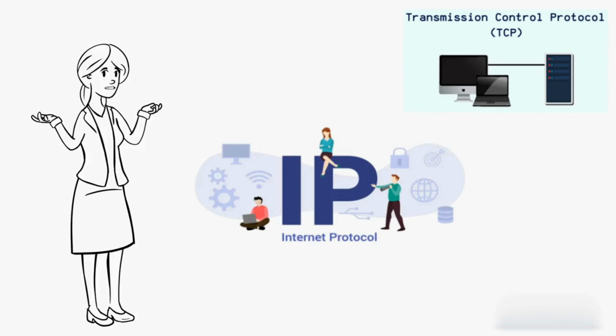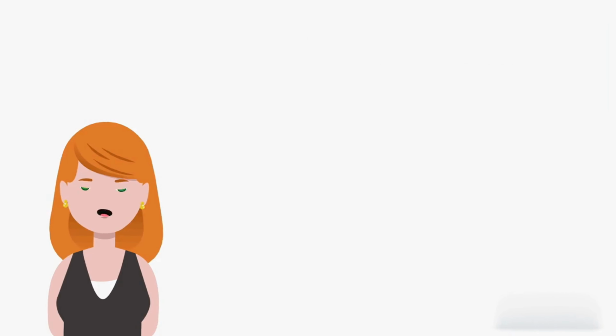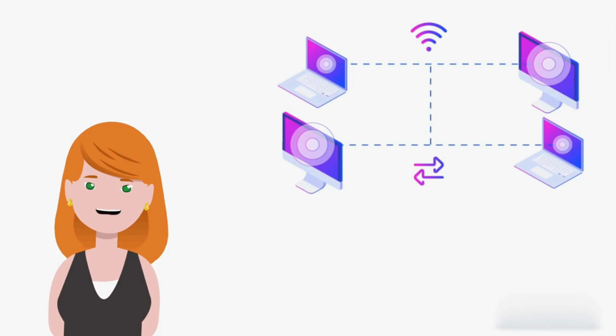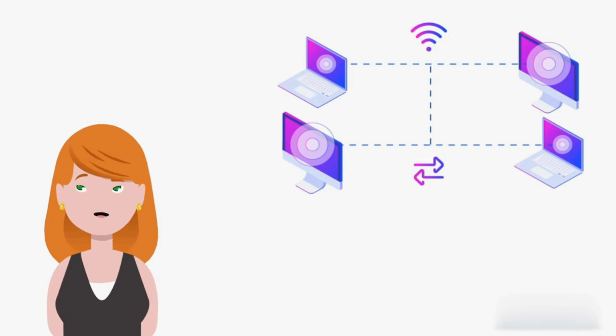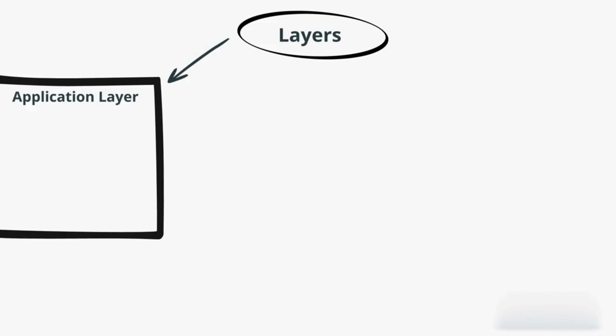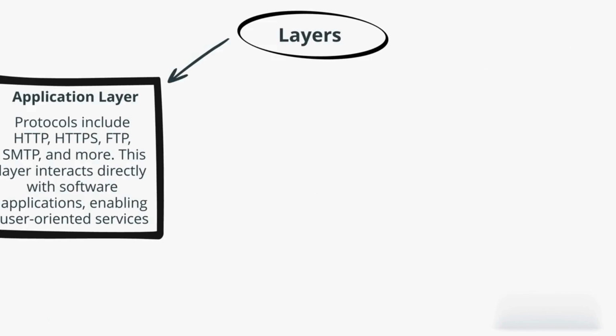First formally standardized in September 1981, the TCP/IP model became the foundational protocol suite for computer networking and the Internet. It consists of 4 layers. 1. Application layer. This layer provides network services directly to applications. Protocols include HTTP, HTTPS, FTP, SMTP, and more. This layer interacts directly with software applications, enabling user-oriented services.